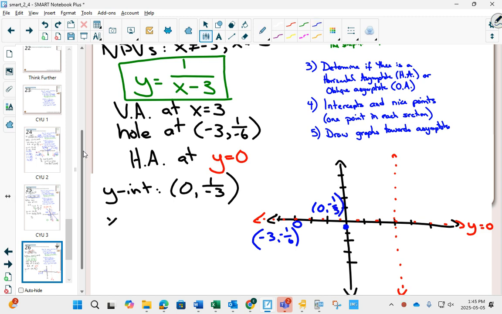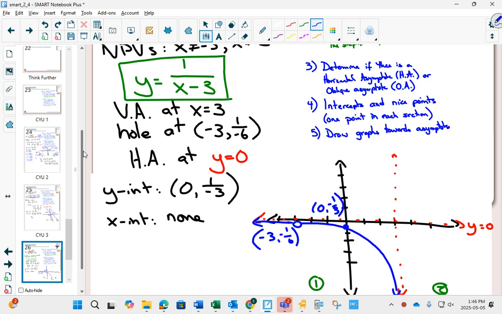And x-intercepts, that's where your numerator is equal to 0. There won't be any, because my numerator is a 1. My numerator can never equal 0. So technically, I have enough to do section 1. Right? The graph is in 2 sections right now, with the hole. y-intercept. I have enough to graph section 1.